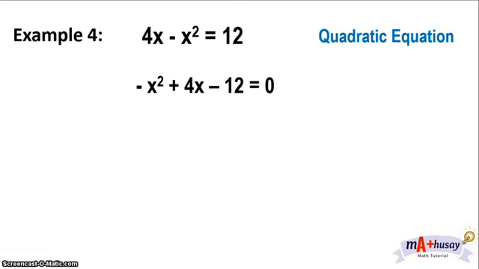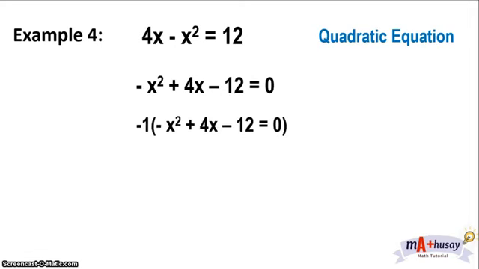So we arrange the terms in such a way that the exponents are arranged in descending order. Now we have negative x squared plus 4x minus 12 equals 0. Take note that we added negative 12 to both sides of the equation. That's why on the right side of the equation, it's already 0.